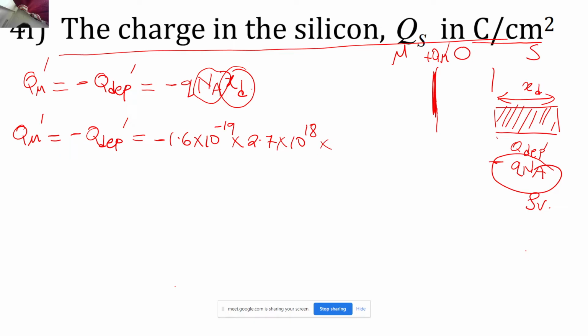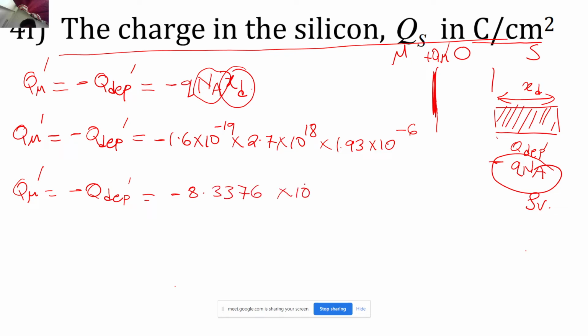And let me check what is the value of xd. 1.93 into 10 to the power minus 6, correct? So the Qm' will be nothing but minus of Q depletion'. This will be equal to minus of 8.3376 into 10 to the power minus 7 coulombs per centimeter square, right?